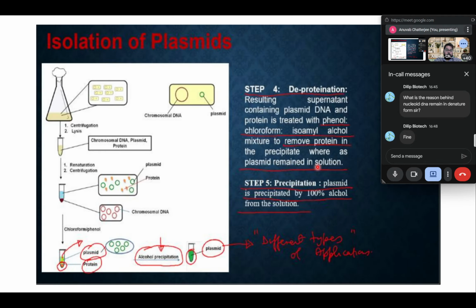Any questions? And then you can use your plasmid for anything you want. You can do a billion different things, which we'll learn throughout the course, that we use plasmids for. But yes, any questions on isolation of plasmids?